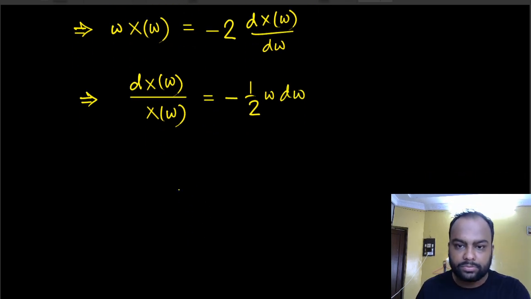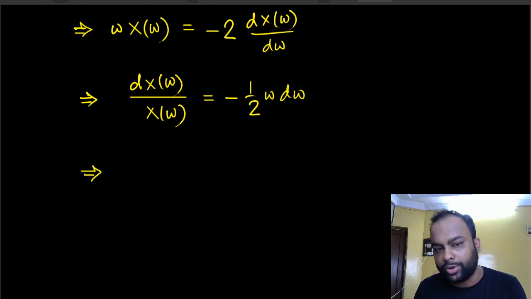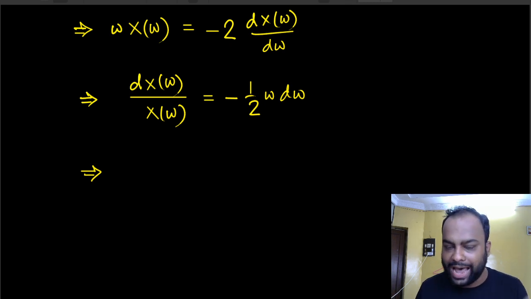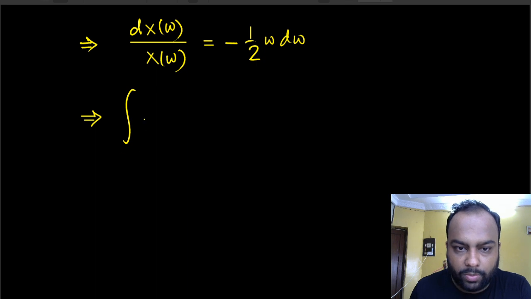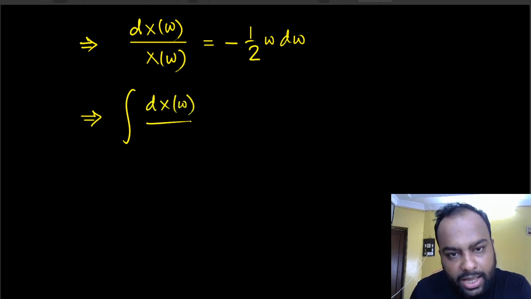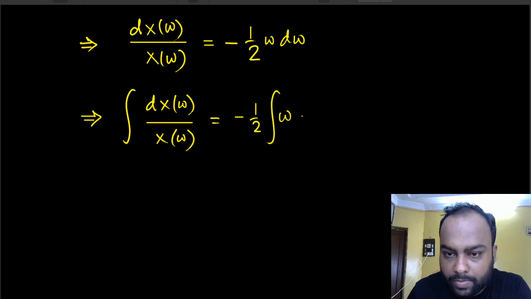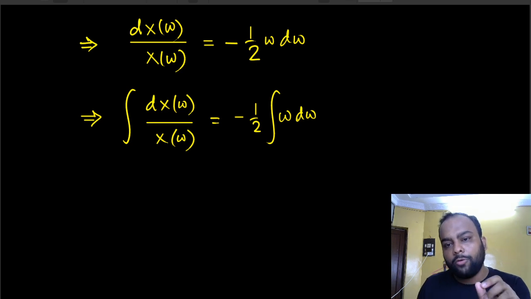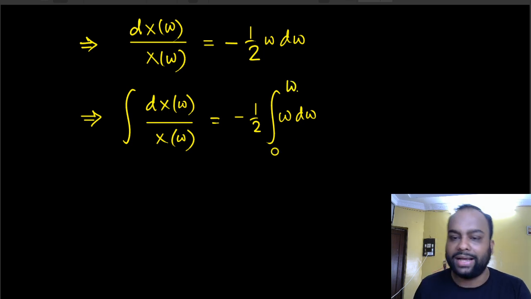All right. So we basically have a differential equation, and we are going to solve it. Once we solve the differential equation, we would have a certain expression for X(omega), and that would be the Fourier transform of e to the power minus t square, right? So let's integrate on both sides. While doing the integration, we would encounter a constant of integration, and just to avoid that, we are going to turn this into a definite integral, so omega varies from 0 to a certain value of omega.